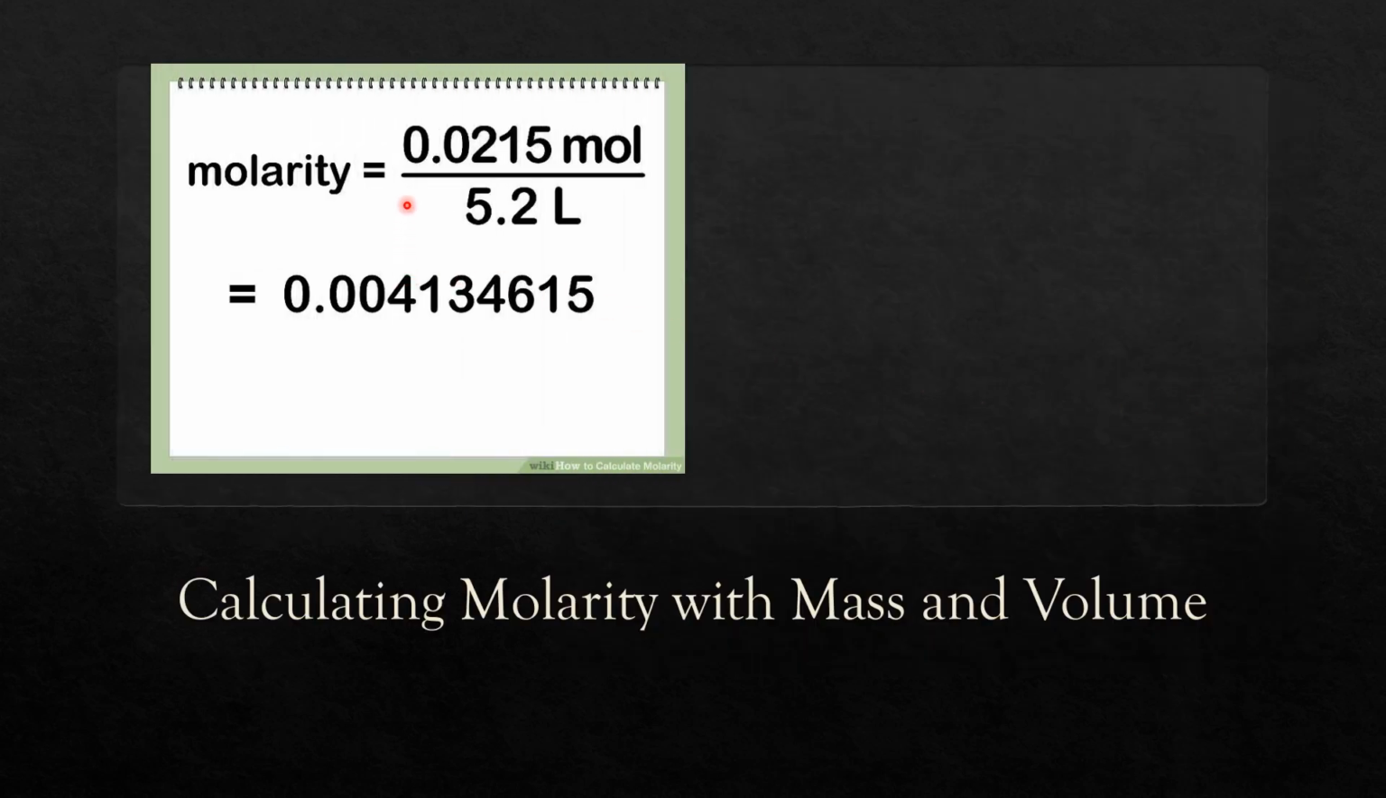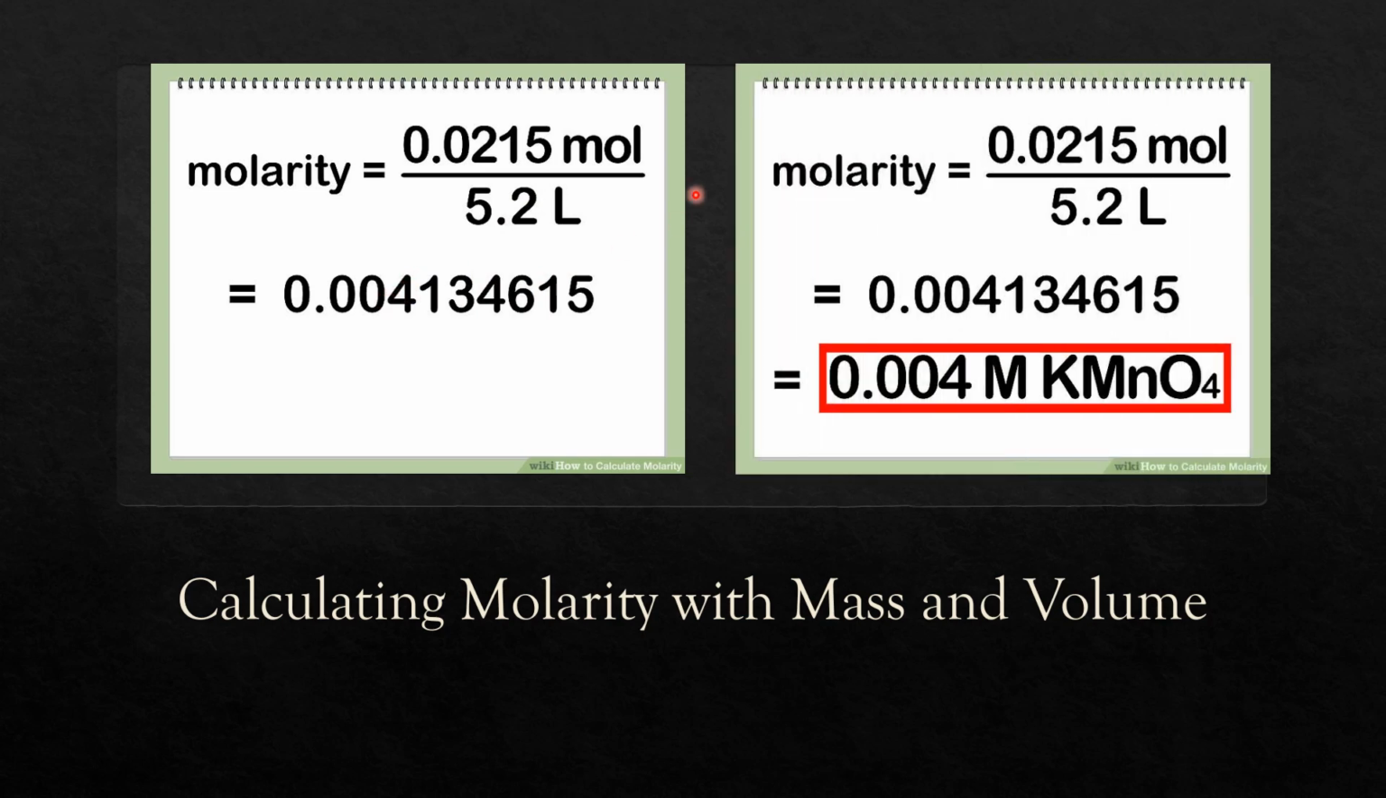Next, we are now going to substitute our values into our formula. We divide the number of moles of our solute, 0.0215 moles of potassium permanganate, by the volume of our solution, which is 5.2 liters, and we derive this answer, the molarity of our solution.